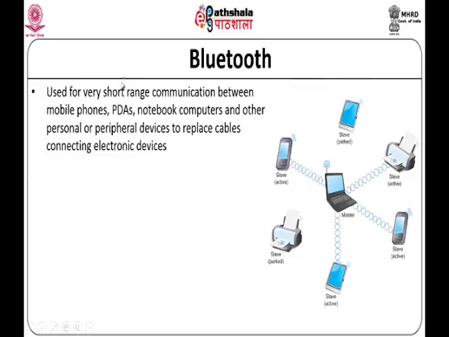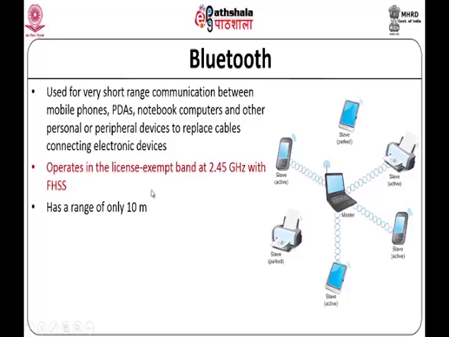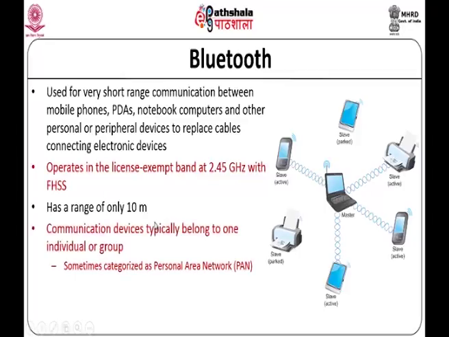Bluetooth, as we all know, is used for very short range communication between mobile phones, PDAs, notebook computers and so on, with other personal or peripheral devices. Basically, the idea is to replace cables which are connecting electronic devices. It operates in the license exempt band of 2.45 gigahertz with FHSS, frequency hopping spread spectrum. The range is limited to only about 10 meters. And the communication devices typically belong to one individual or group, which is why we sometimes refer to it as personal area networks or PANs.